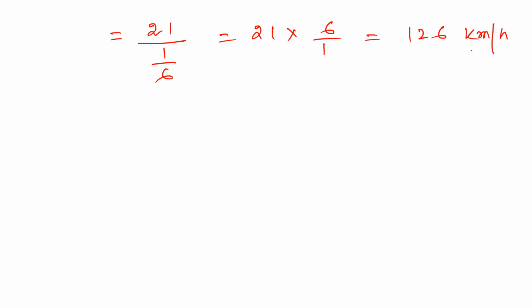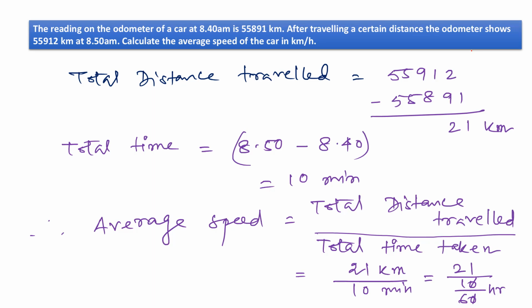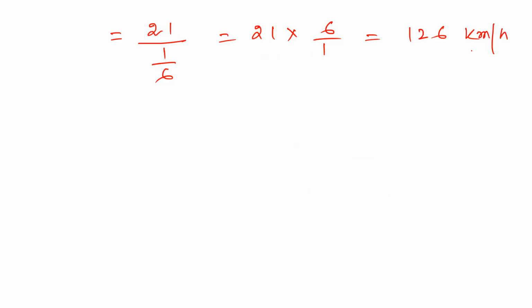So this is the required answer of the previous question. So initially what we have done, we have calculated the distance traveled by the object and the total time taken, and the formula of average speed is the same, that is the total distance traveled divided by the total time taken. It is equal to 21 kilometer divided by 10 minutes, and we have to find out the average speed in kilometer per hour. So that's why I have converted the minutes to hours by dividing the minutes by 60. So finally we are getting the answer as 126 kilometer per hour.